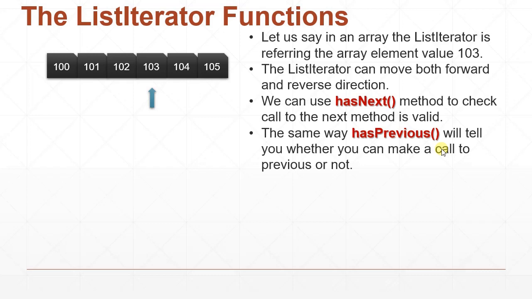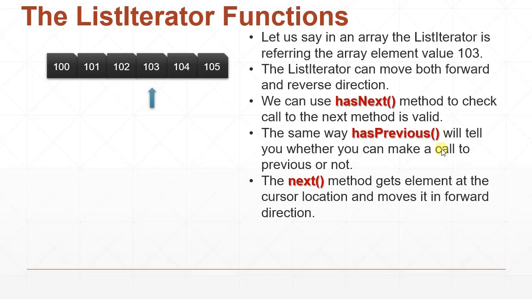The Iterator supports only one pair of methods, hasNext and next. But in ListIterator, since you can move in both directions, we can use the next and previous methods. To check whether those methods are valid to call, we can use the methods hasNext and hasPrevious.